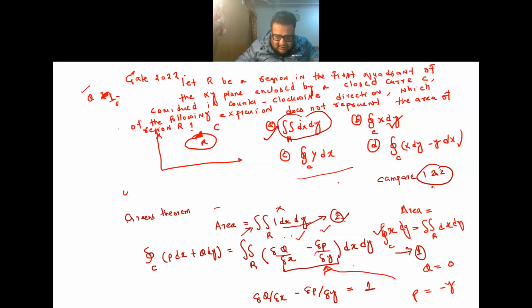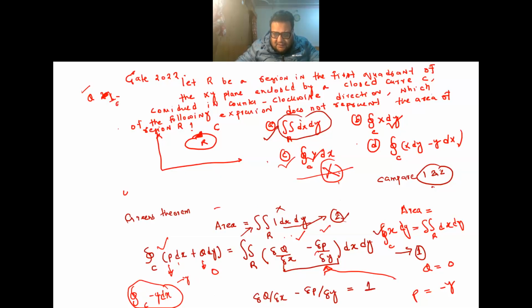So the only chance here is that you put Q as 0 and P equals minus y. So my equation is the contour of minus y dx. But what is written over there? y dx. So this is wrong. This is not the correct expression.